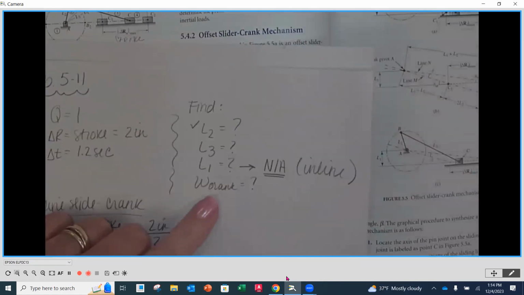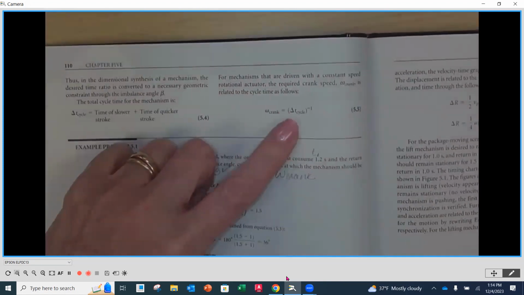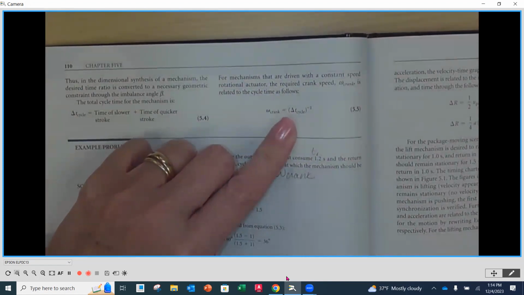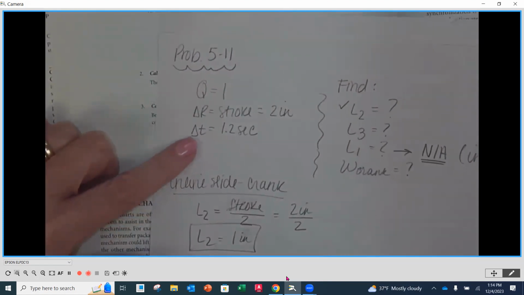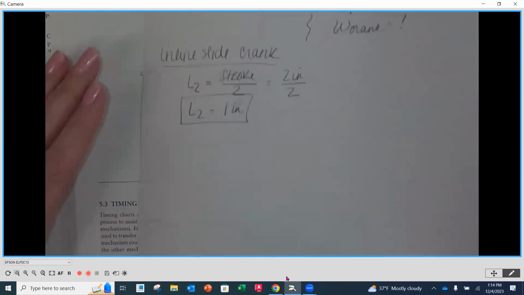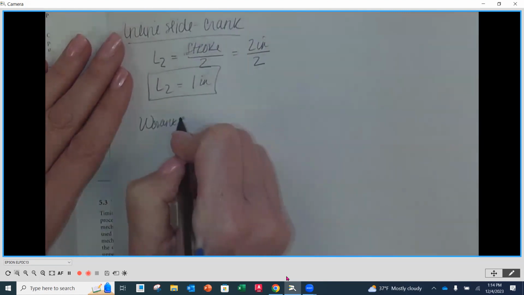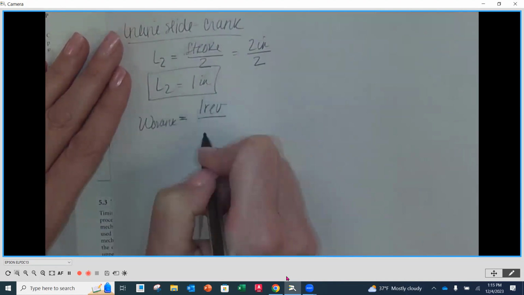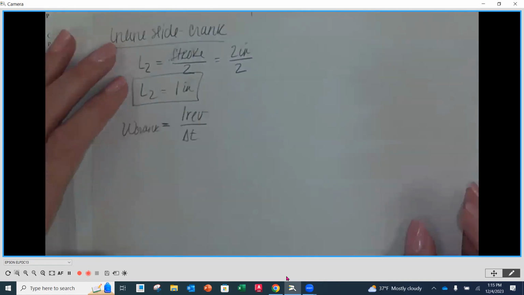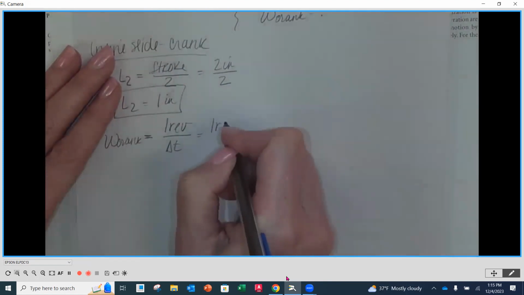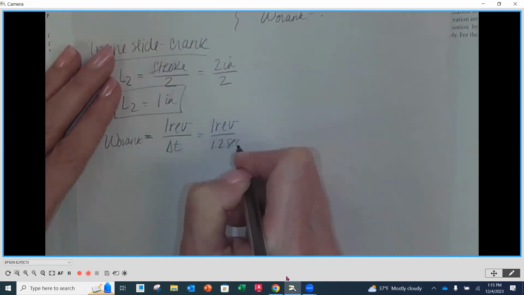Let's take a look. We can also do crank speed at this point. So let's look at the equation for crank speed, on the top of page 110. That is going to be 1 revolution divided by the total cycle time. We know our total cycle time is 1.2 seconds. So for W of the crank, a more complete way to write this out is 1 revolution divided by our change in T. That's going to be equal to 1 revolution divided by 1.2 seconds.